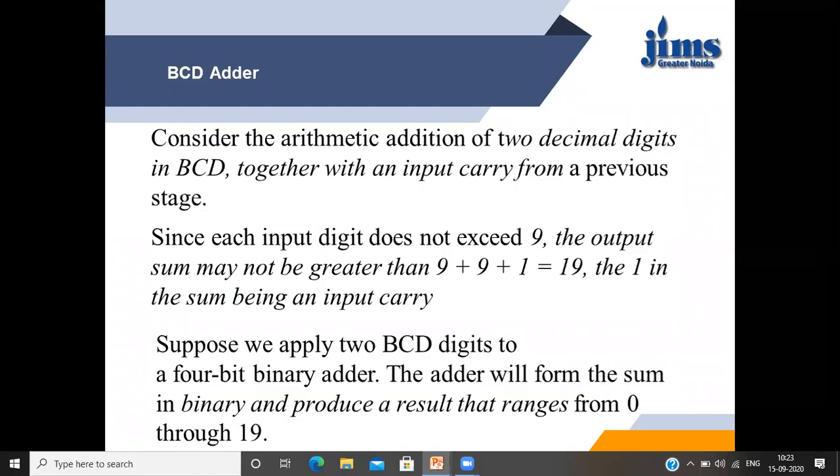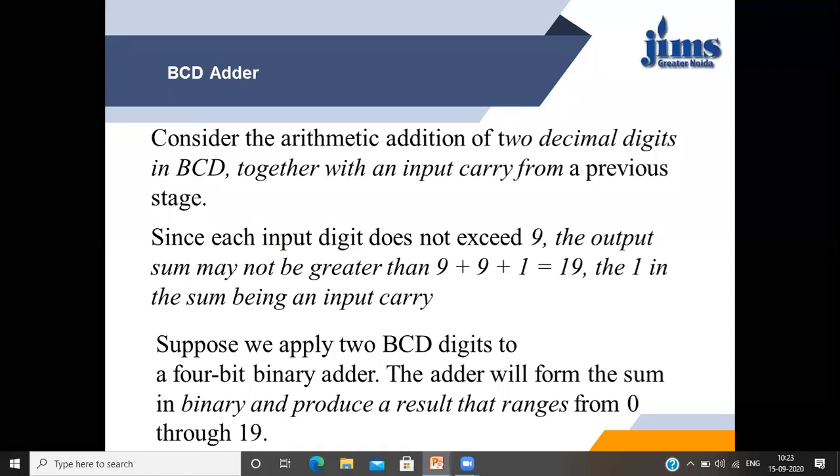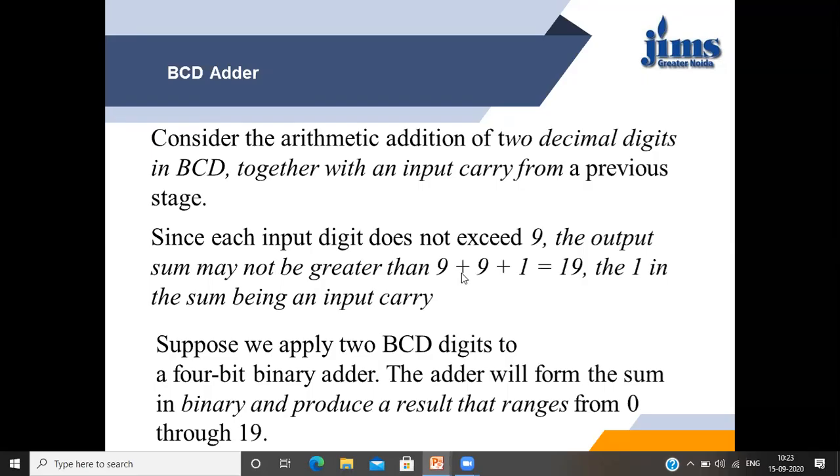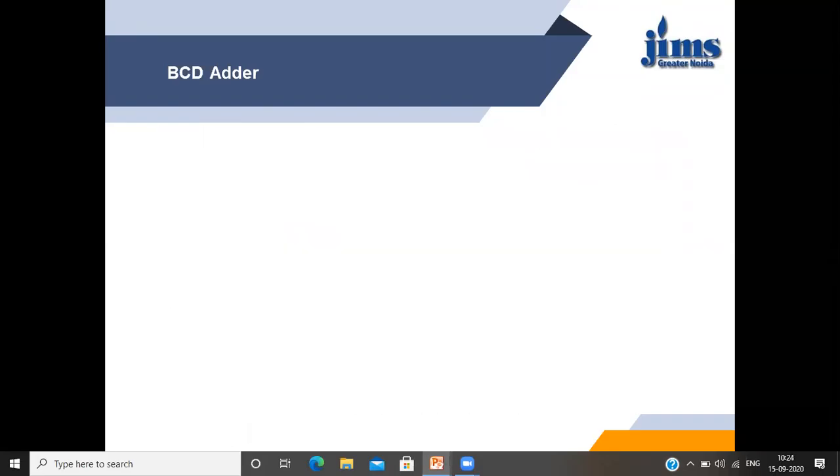Suppose we apply two BCD digits to a 4-bit binary adder. The adder will form the sum in binary and produce a result that ranges from 0 to 19. When we are going to add two BCD numbers A and B, the sum may be from 0 to 19. 0 will be the case when both inputs A and B are 0 and the input carry is 0, and 19 is the maximum case, when both A and B are 9 and the input carry equals 1. So this would be the output of a BCD adder in the first stage.